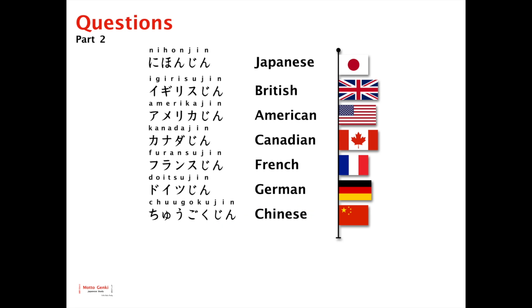Right, so now let's have a look at making some questions with these. Keiko wa Nihonjin desu ka? Is Keiko Japanese? John wa Igirisujin desu ka? Is John British? Tony wa Amerikajin desu ka? Is Tony American?